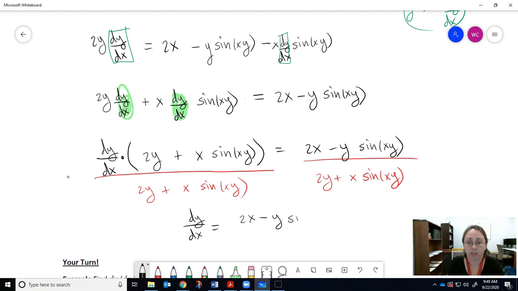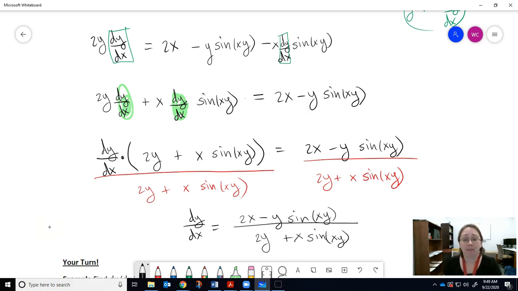Notice this is a function that has no dy/dx's because we had to solve for that. dy/dx is only on the left. On the right we have x's and y's. There are multiple terms. Some terms have x, some have y, some have both. Some have both multiple times. That is a crazy looking derivative, but that is the derivative, right? So you can see how implicit differentiation allows us to find the derivative without solving for the y.